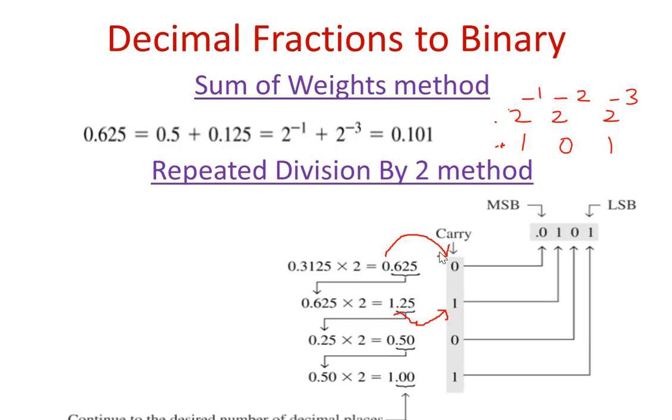So here it is the top down approach. We write from the first carry, after the decimal point, 0, then 1, 0 and 1. And this is the binary equivalent for the decimal fraction.